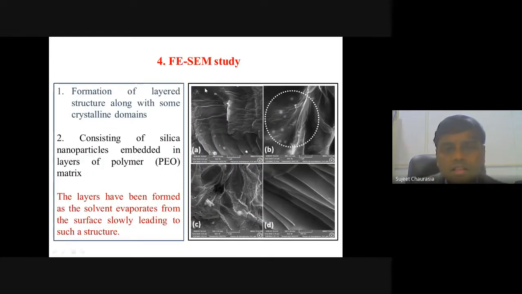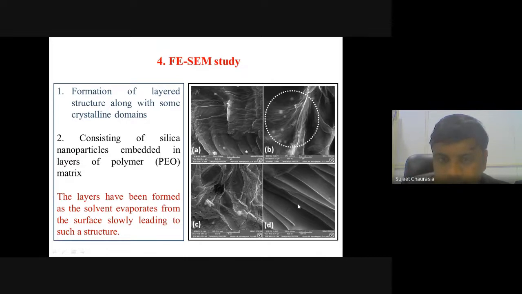This slide shows the field emission scanning electron microscope image of our synthesized hybrid electrolyte membrane, which shows the formation of a layered structure along with some crystalline domains, consisting of silica nanospheres embedded within the layers of the polymer PEO. The layers have been formed due to slow solvent evaporation from the surface of this hybrid matrix, which gives such a layered structure, which can be clearly seen here.